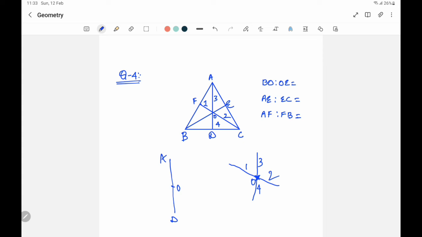O would be a multiple of 7. O would be 7 kg, and as per the line segment FC, O would be 5 kg. So 3 kg. So what I'll do is I'll assume O to be a multiple of 7 and 3, 21 kg. So this is 21 kg.